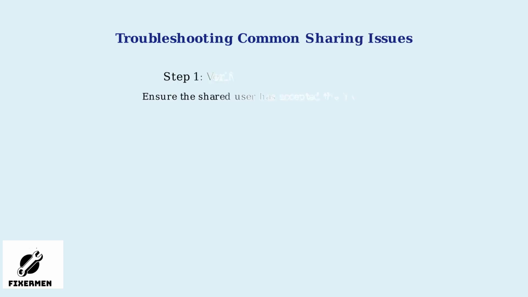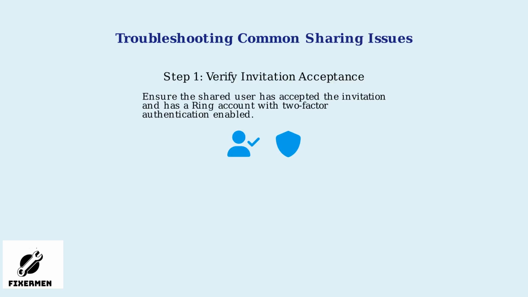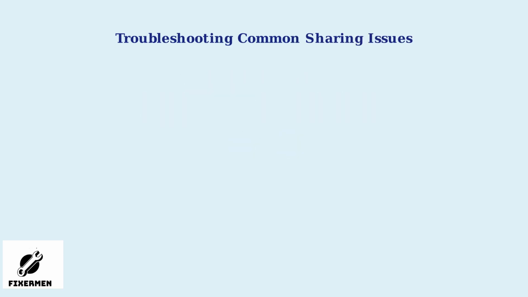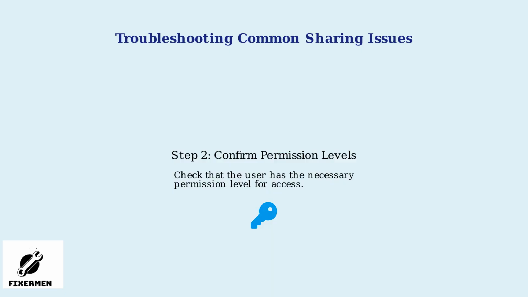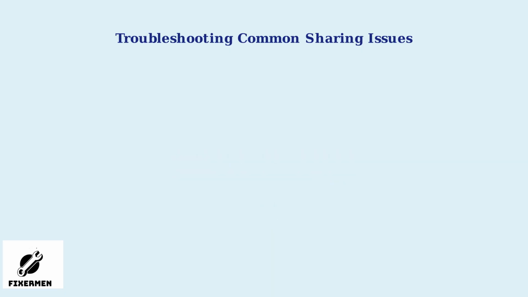When troubleshooting common sharing issues with Ring cameras, start by verifying that the shared user has accepted the invitation and has a Ring account with two-factor authentication enabled. This is often the first step to resolve access problems. Next, check the user's permission level to ensure they have the necessary access rights. Different permission levels can restrict what a shared user can do.